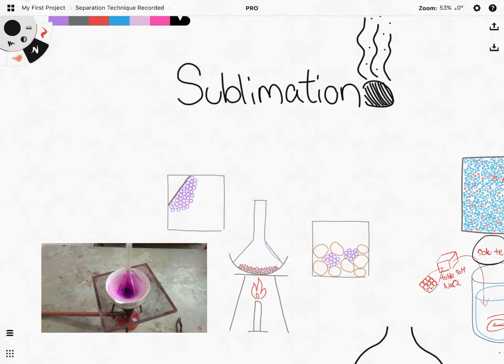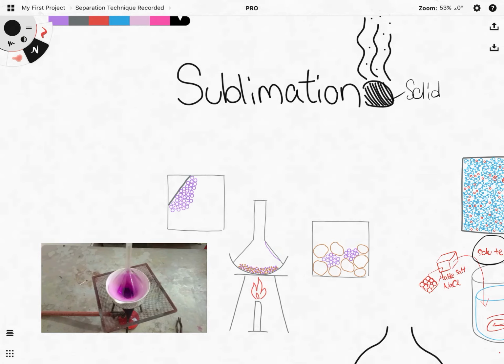Hi everyone, welcome to the second last video of separation techniques. This video is all about sublimation. As you can see over here, I'm trying to draw a solid that is able to turn straight into vapor. That's what sublimation is. Sublimation is a very unique process where one state changes to another.